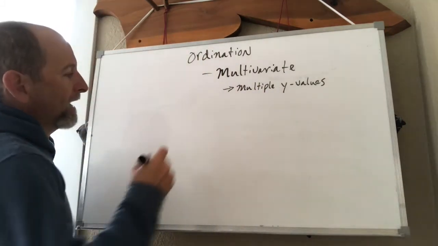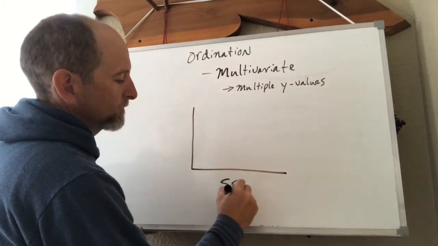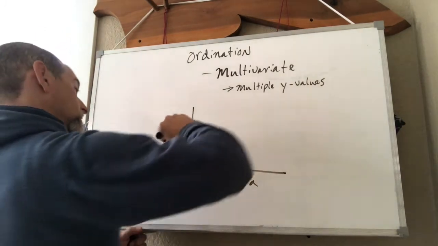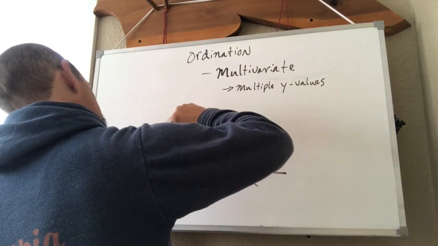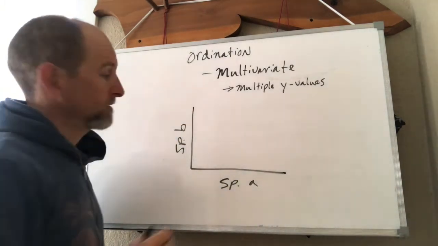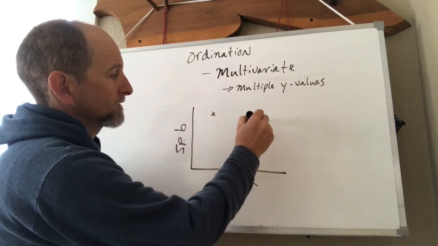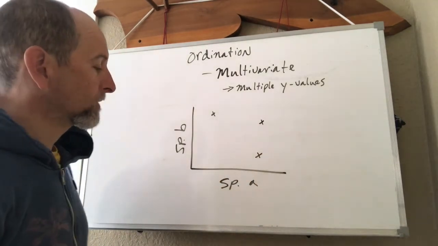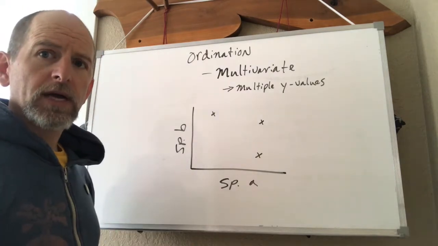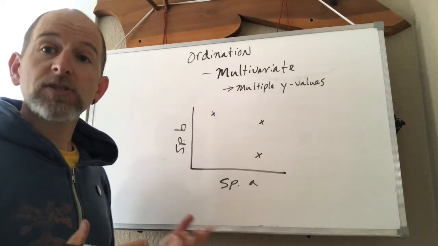Now, if I have a simple graph where I put species A on the x-axis and I put species B on the y-axis, when I go out and sample a number of communities, let's say I have 3 communities here, then we can explain on this one graph how the community differs in terms of species A and species B at the same time.